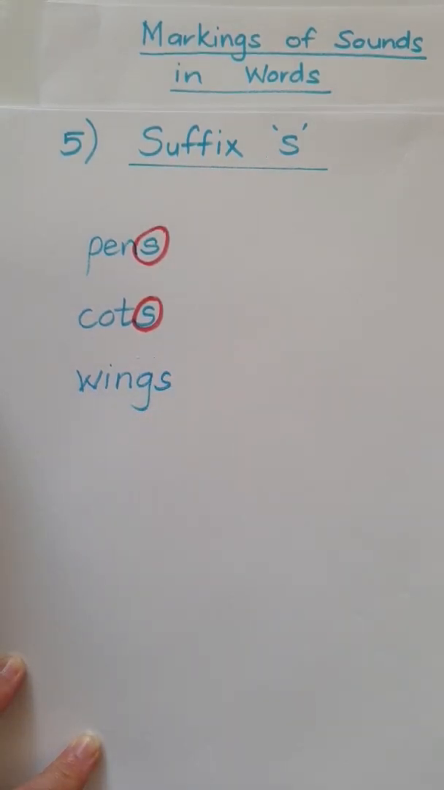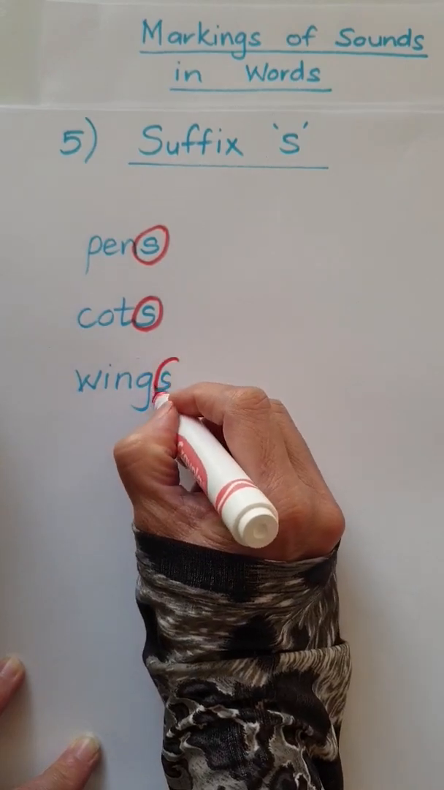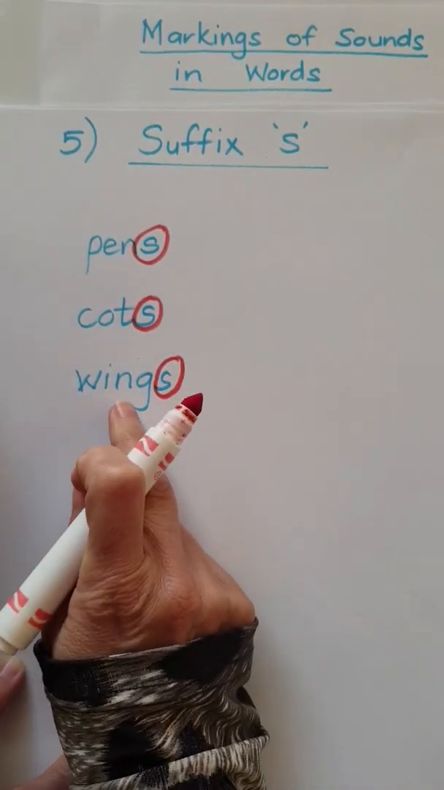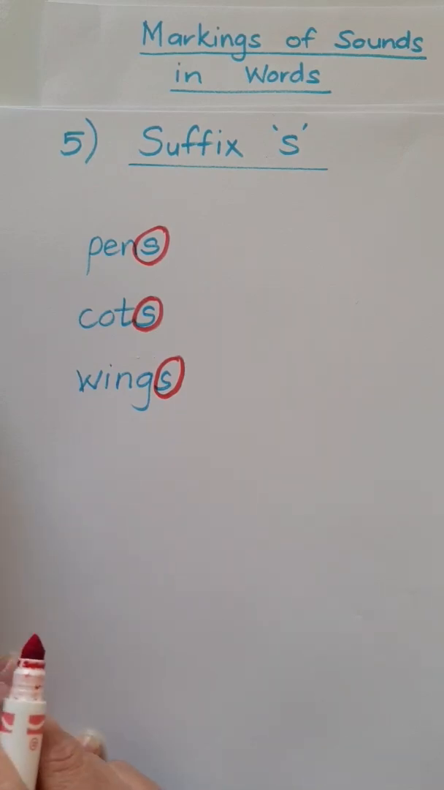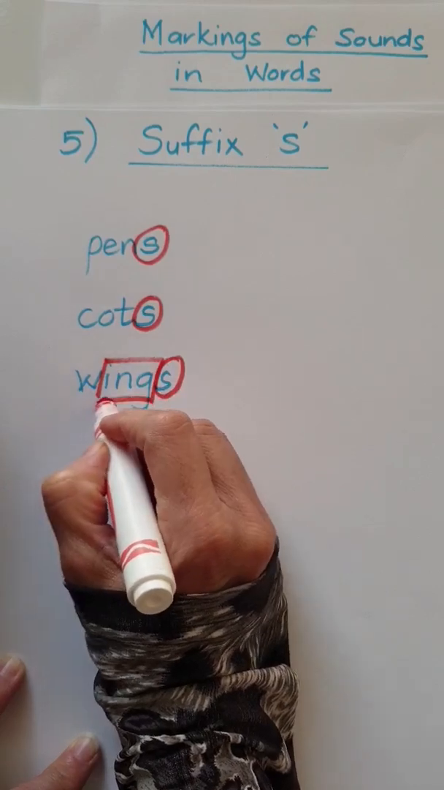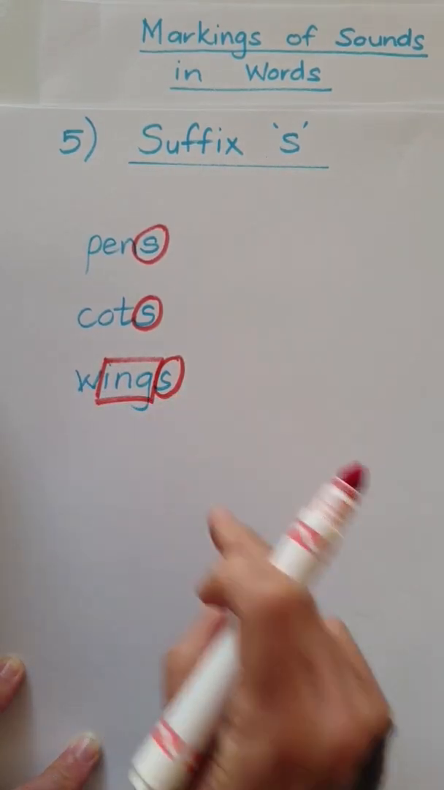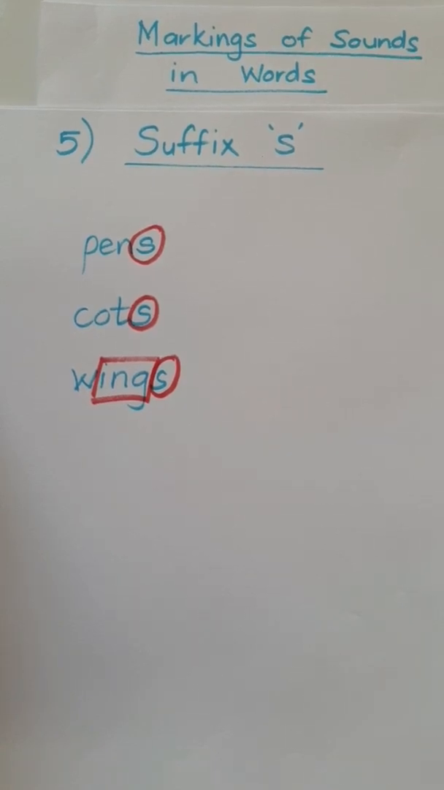If we look at the word wings, we know that it has a suffix s. The base word is wing, we have suffix s, we circle. But we also know that wing has a glued or welded sound. So when it's a case like this, you box your glued or welded sound and you circle the suffix s. So this is what we do when we come to words that have suffix s.